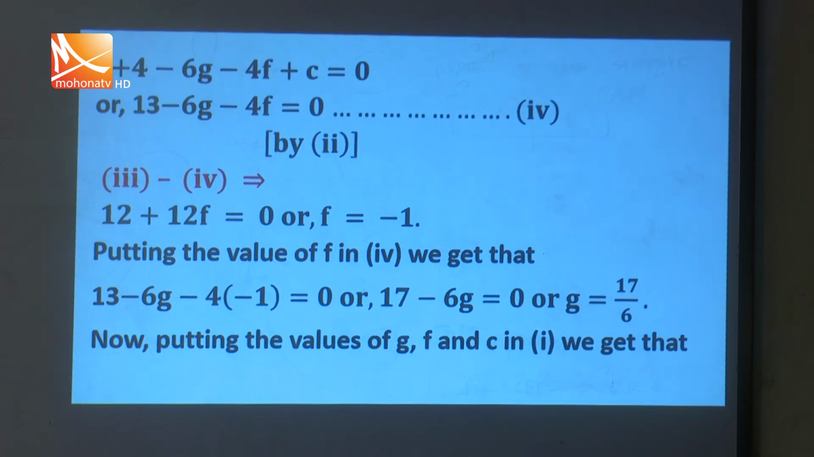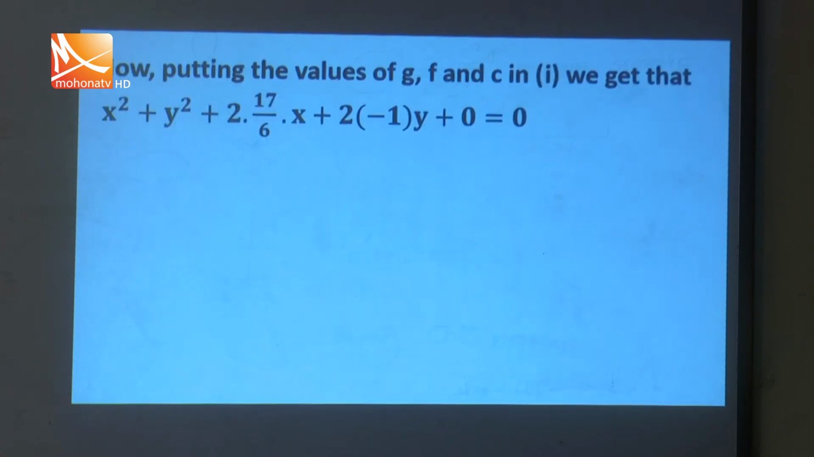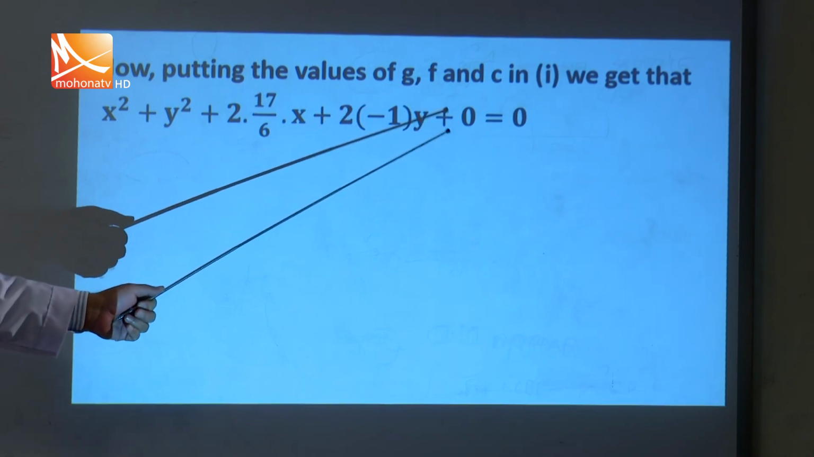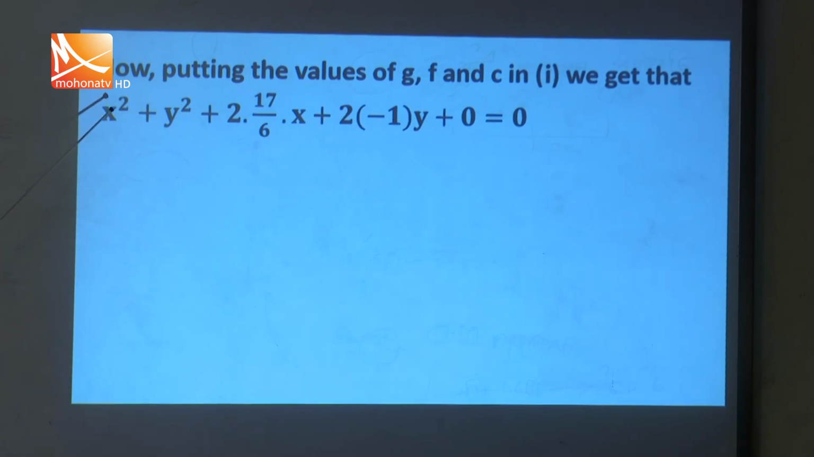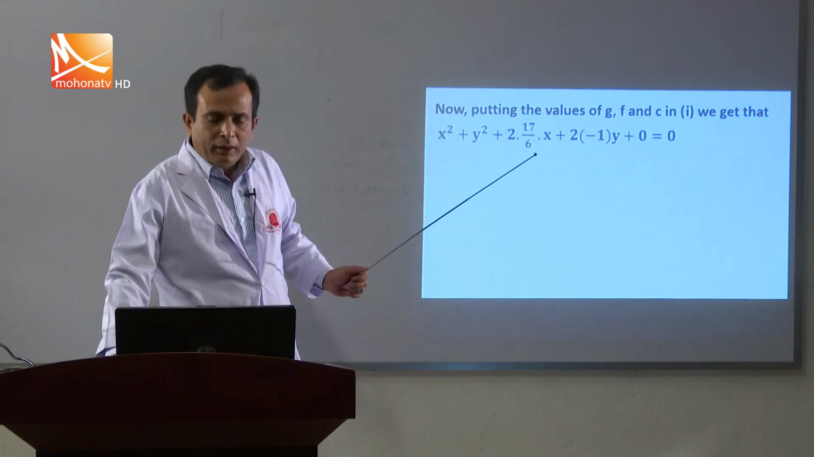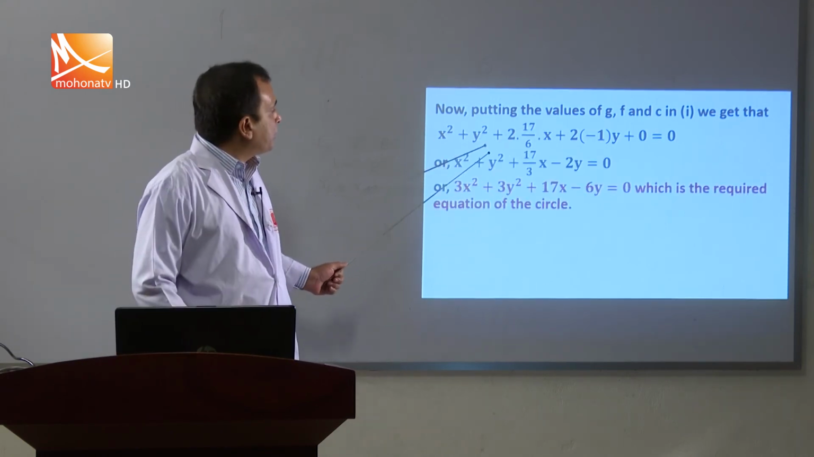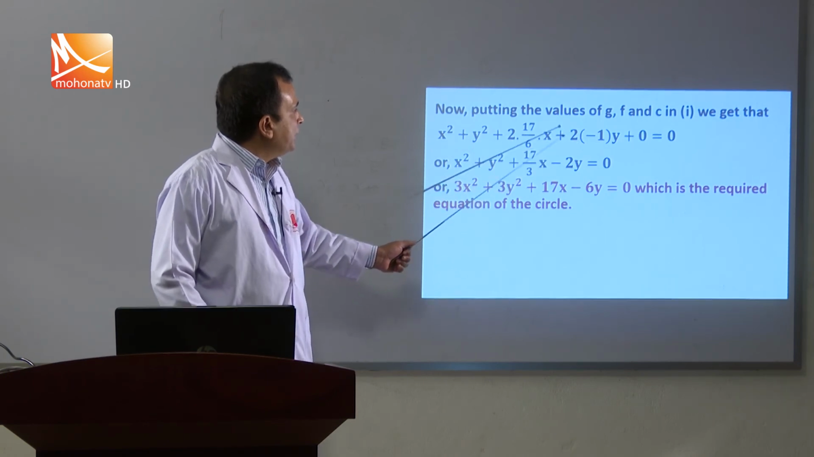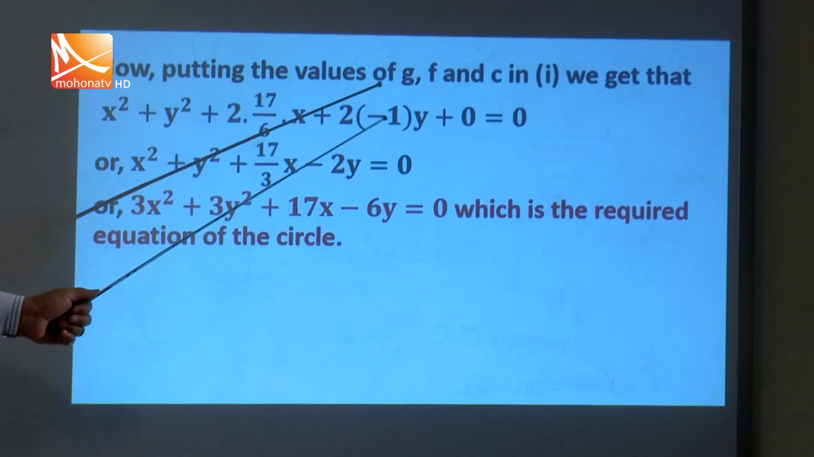Now if we put the value of g in 1, then we will get a relation like this. You just see that x square plus y square plus 2, g is 17 by 6, into x plus 2 into minus 1 into y plus c is 0. Okay. So it will be x square plus y square plus 2 into 6. If we make the calculation of this part, it will be 17 by 3 into x. Okay. So x square plus y square plus 17 by 3 into x, minus 2 into 1, that is 2y, and c is 0.